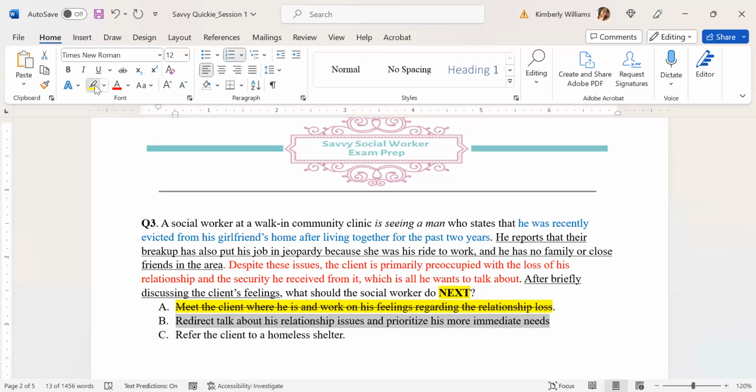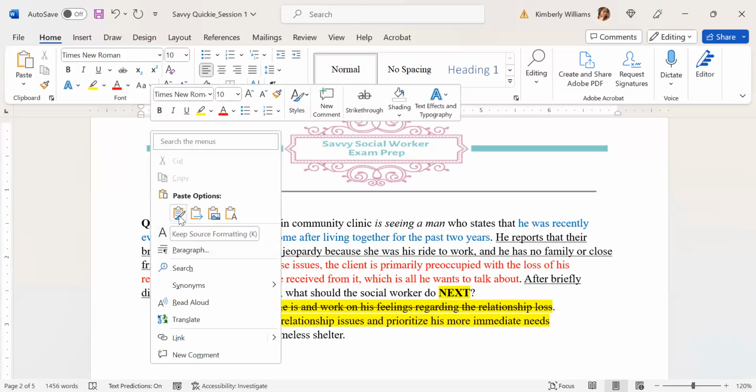Somebody tell me why. We already talked about his feelings. So the next thing is to focus on what his immediate needs are, so that then we can meet his needs. Yes. So I think B is the answer.